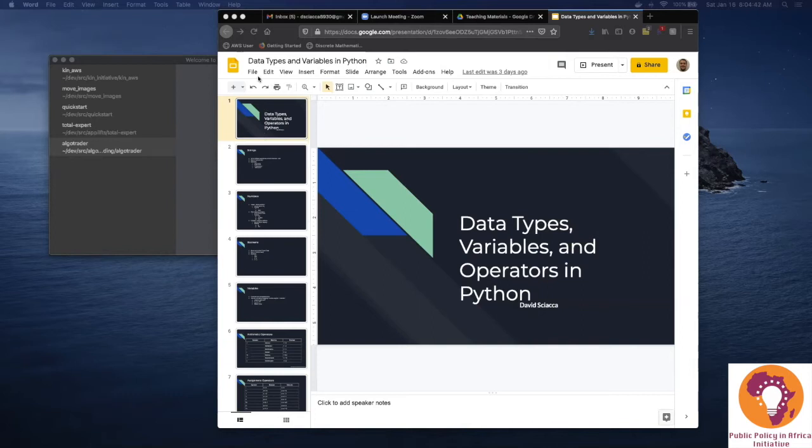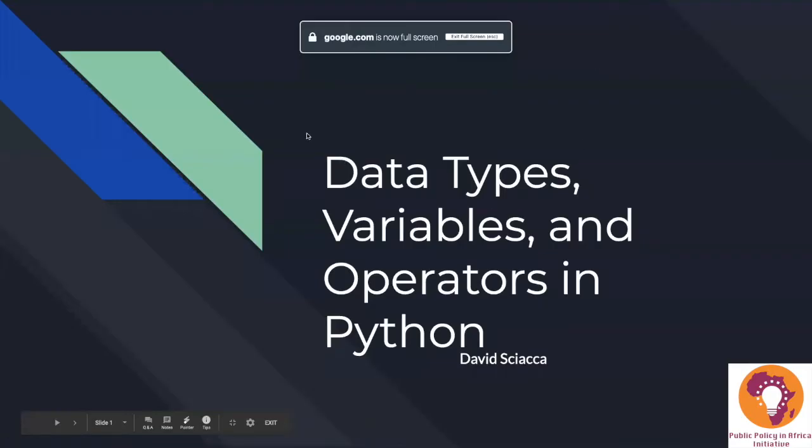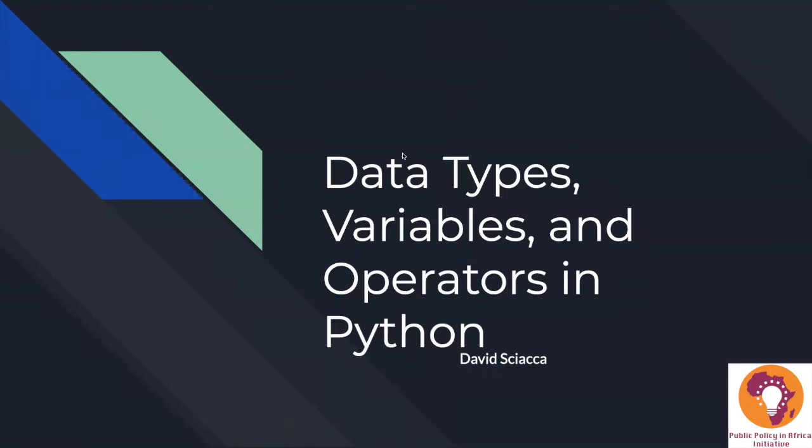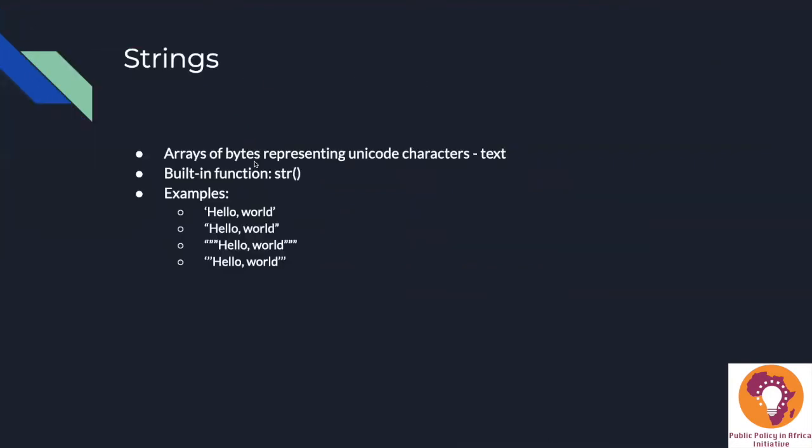So let me see about presenting this. So now that I've moved this to full screen, can you still see the PowerPoint? Could someone come off mute and let me know if that's the case or if they're seeing something else? Yeah, we can see. Okay, perfect. Thank you. Okay, cool. So yeah, today we're going to talk about data types, variables, and operators in Python. Let's get started. So we're going to go through the PowerPoint first, and then I'm going to just kind of demo everything as we go.